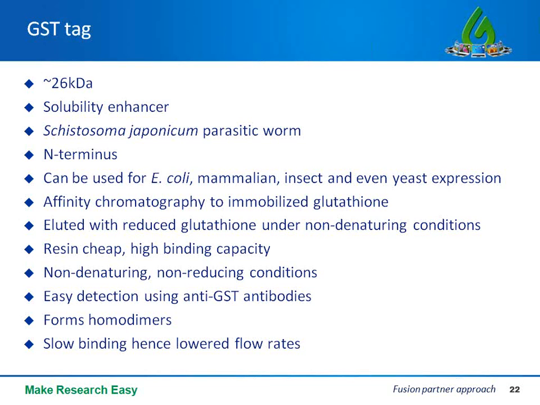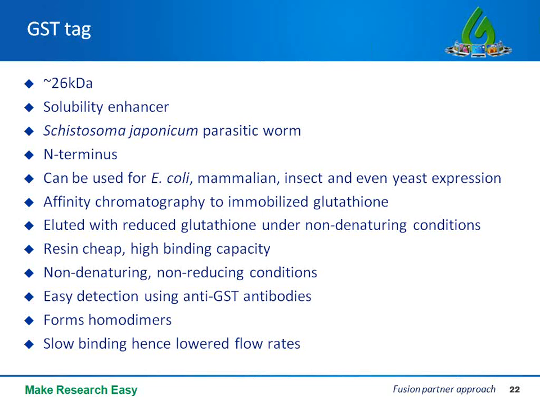GST binds to immobilized glutathione in a resin, and you could use this property for affinity purification. To elute, you basically use reduced glutathione, and resins used for GST purification are relatively cheap, and they have really high binding capacity, and they can also be regenerated and reused multiple times. So all in all, a pretty good tag.